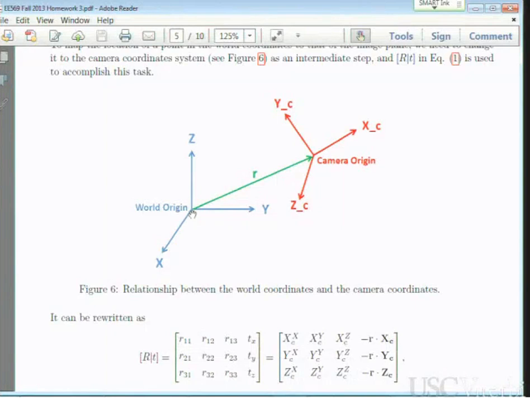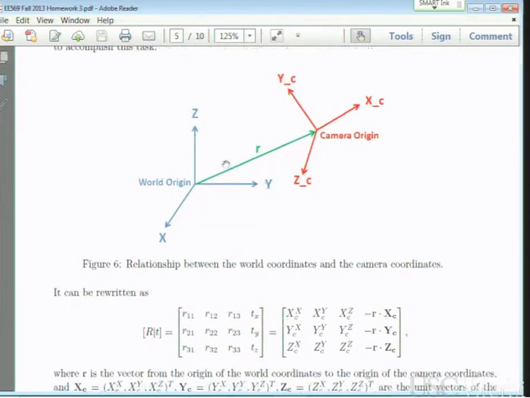So here, we can say there's a world origin, there's a camera origin, and the translational effect by this vector R. This R is a vector, and there is an XYZ here, and there's an XYZ of the camera. So we put XC, C is the camera, so XC, YC, ZC. The important thing is that X and Y should be aligned, and Z we also want to align.